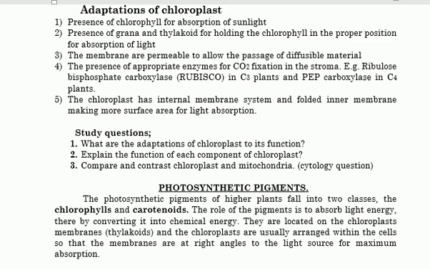So here, as you can see, we have the study questions. What are the adaptations of chloroplast? Explain the function of each component of chloroplast. For example, stroma has the function of being the site for the dark reaction. Thylakoid is the site for the light reaction. Then chloroplast, what is its function? And membrane, what is its function? And then compare and contrast chloroplast and mitochondria. This is a cytology question, and for those who are following my videos, we already discussed it in cytology, and I am sure nobody will have trouble answering this question.